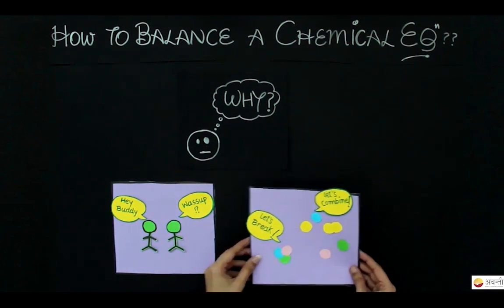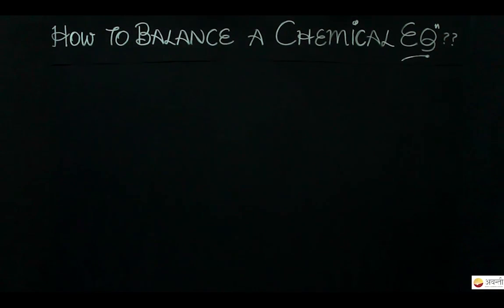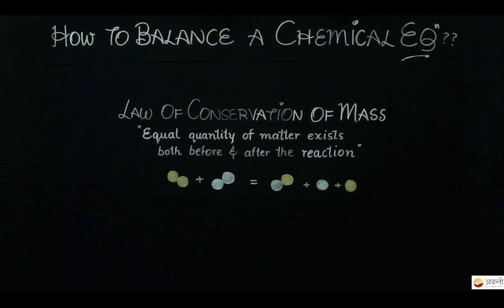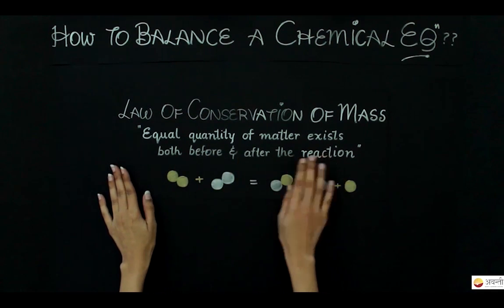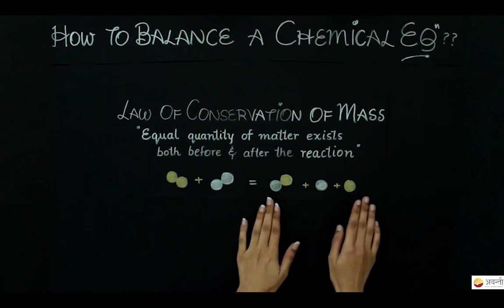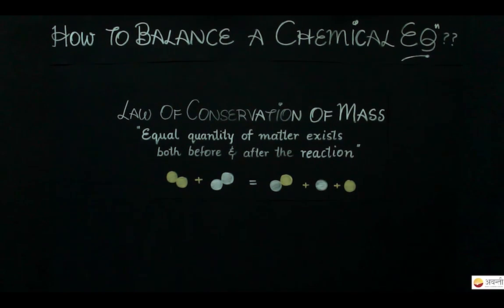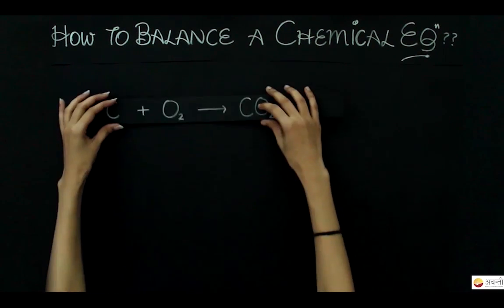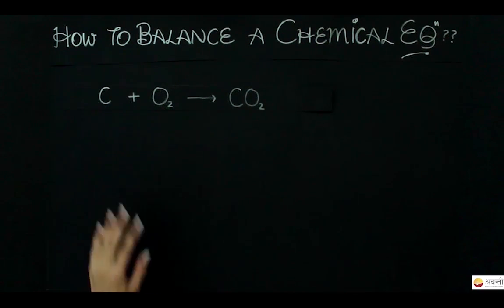But the surprising thing is that all the chemical reactions are based on one single law, which is the law of conservation of mass. It states that equal quantity of matter exists both before and after the reaction. Only its rearrangement takes place. How does this actually happen? Let us consider the example of a reaction between carbon and oxygen to give us carbon dioxide.